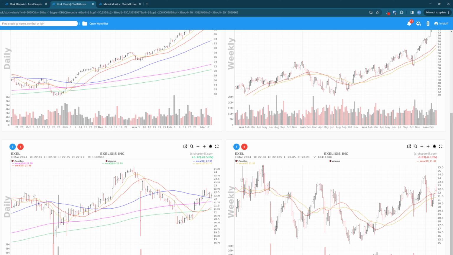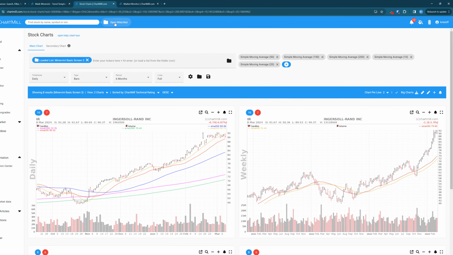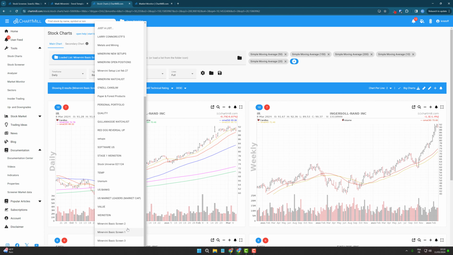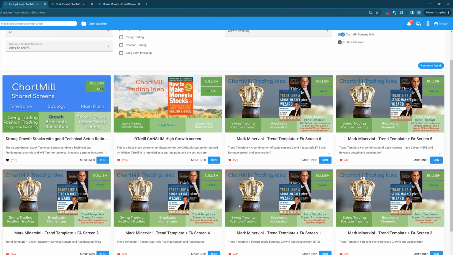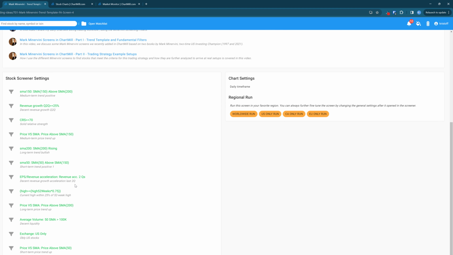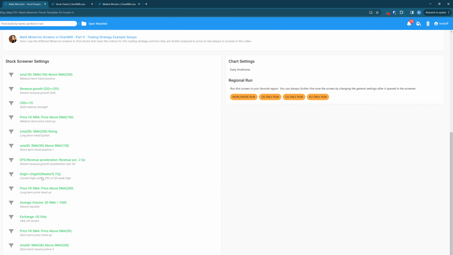And the first real resistance on the daily chart is at 24.25, and on the weekly chart it's a little bit higher, 25.5. So risk reward, it's a nice setup. And then the last one, screen number 4, and screen number 4 is also the revenue growth acceleration, at least 2 quarters, and decent revenue growth quarter to quarter base, at least 25%.